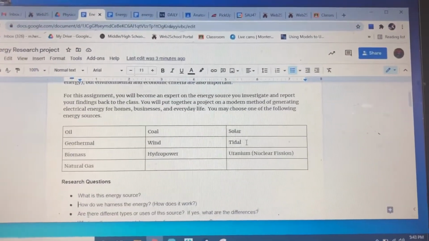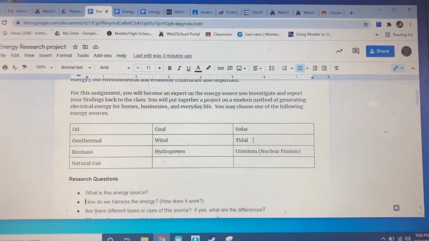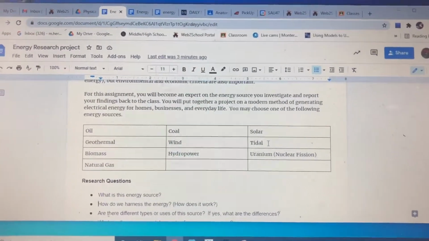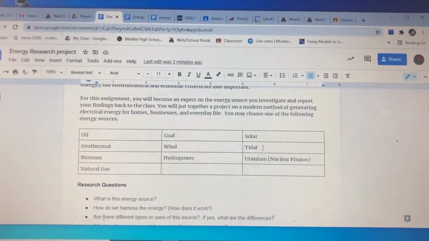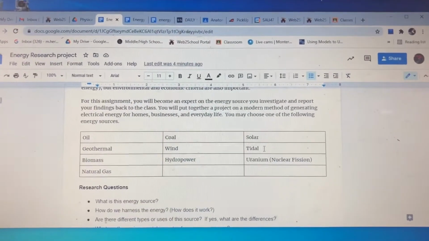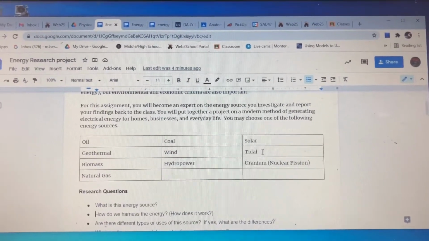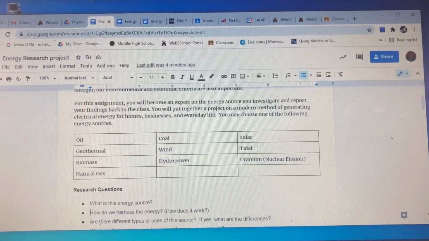Now, the format of this project is really up to you. Do you love Google Slides? I love Google Slides. It's easy. Choose Google Slides. Do you really like to write things? Great. Write an essay. Want to make a poster? Go for it. Make a poster. That part is up to you, as long as you have all of the pieces that you need.